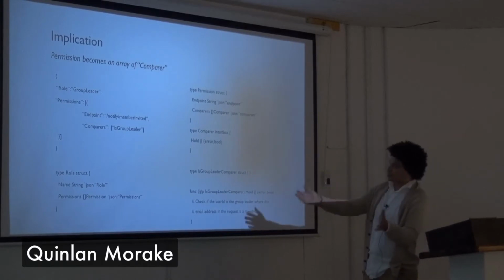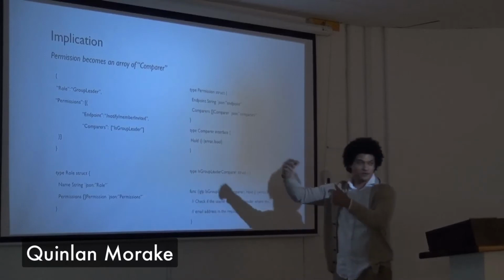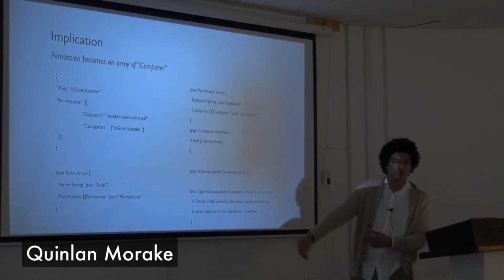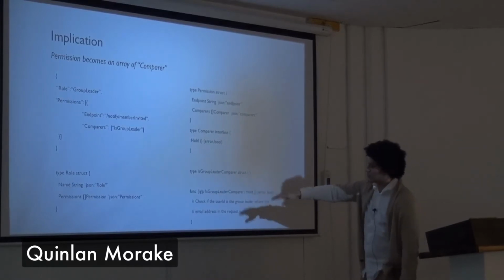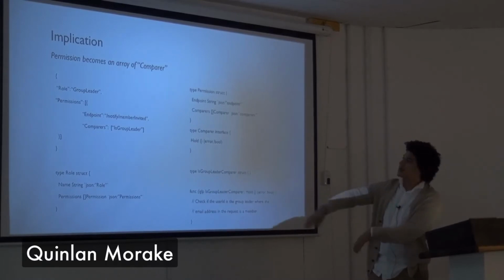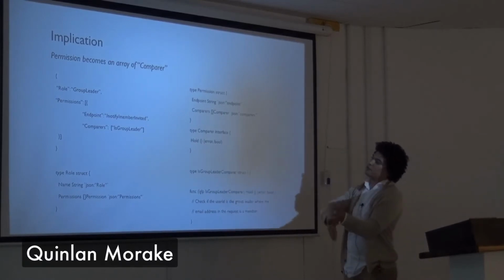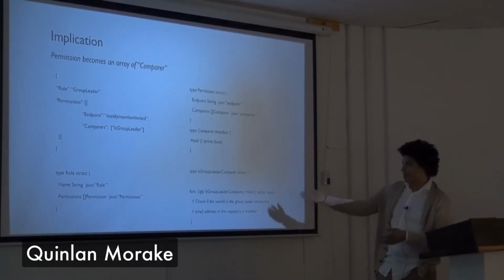So how do we do one of the problems? How do we get multiple permissions to different endpoints? Because we don't want to write the same code all the time. So we abstract out the permission. So it's no longer is group leader permission. It's now is group leader comparer. And the permission holds the endpoint as well. So for every endpoint, we have multiple comparers.